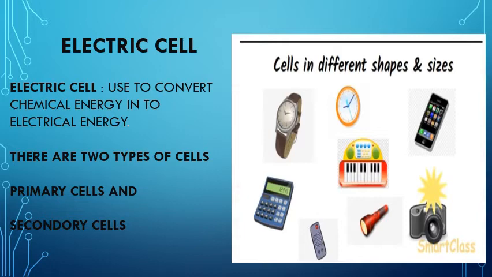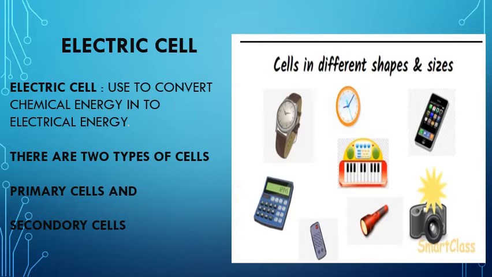There are two types of cells, primary cells and secondary cells. What are primary cells? A primary cell is one which once used cannot be reused. In most devices, especially in olden days, in the torch, once the cell has gone down, we throw it directly in the dustbin and insert another cell and the torch is running. Those are the primary cells. Once it is used, we cannot use it again. We can't reuse it. Those cells are called primary cells.